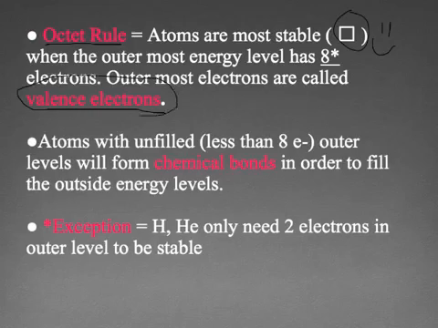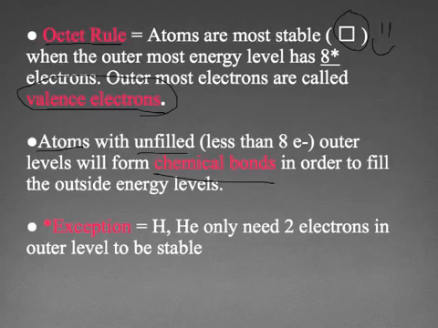So, if atoms do not have a full outer shell, if they don't have 8 electrons in the outer shell, they're unstable. So in order to become stable, they'll form a chemical bond with a different atom. So maybe they'll share electrons with another atom, or even take electrons from another atom in order to get 8, because they want to have 8 to be stable.